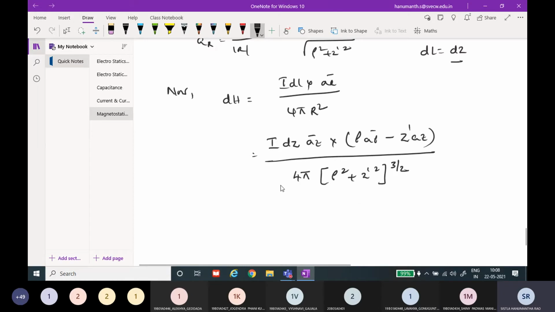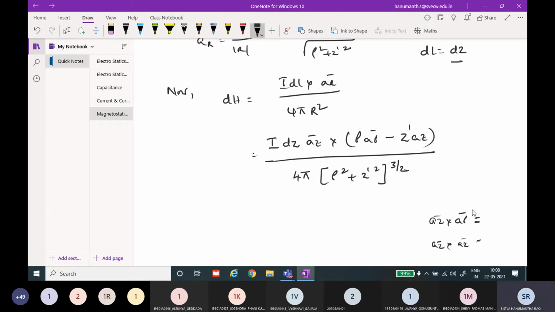Now I want to go for the cross product. What is Az bar cross A rho bar? Similarly, Az bar cross Az bar. Observe that Az bar cross A rho bar is the first term and the second term is Az bar cross Az bar. Are you following my point? What is Az bar cross A rho bar? Can you tell me? A5 bar.